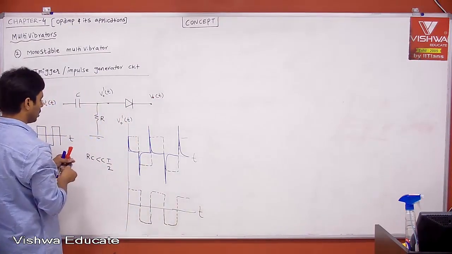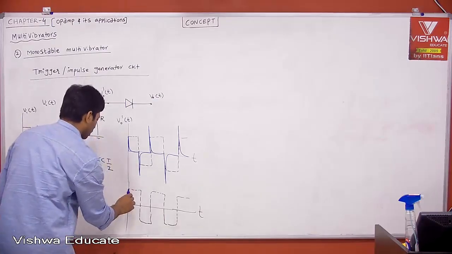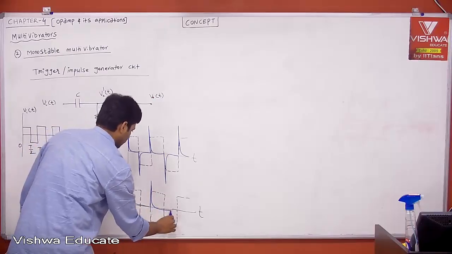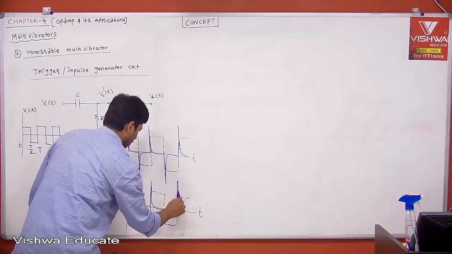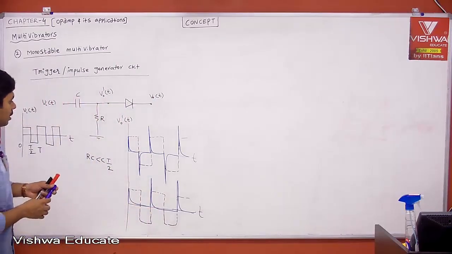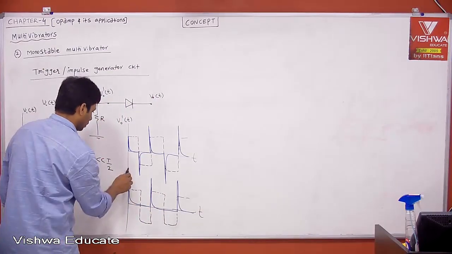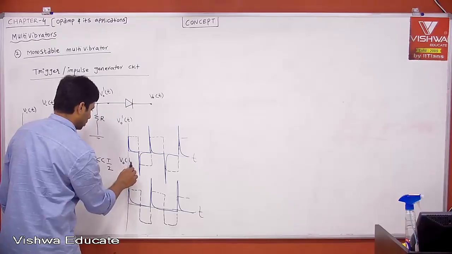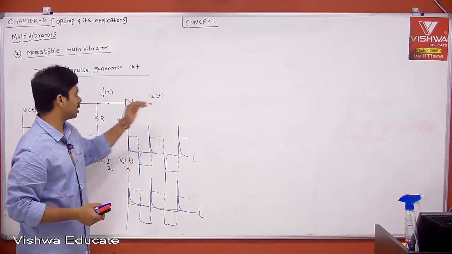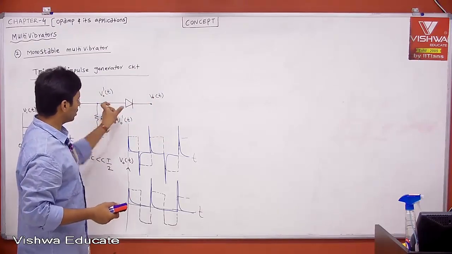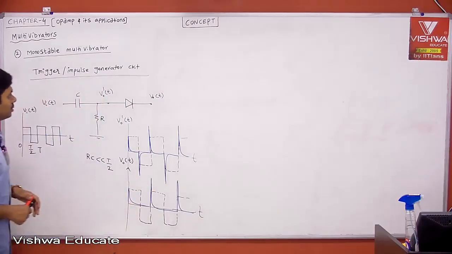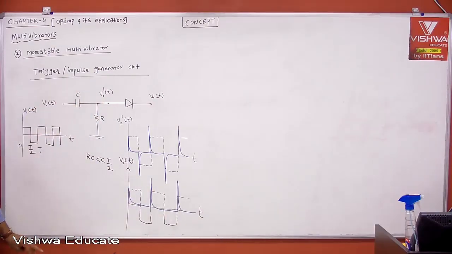Now tell me what is your output. Your output will be only positive triggers. Why? This is your V naught of t. It passes only positive triggers, it will not pass negative triggers. For the negative trigger, this PN junction diode will be in reverse bias. Therefore, it passes only positive triggers. Therefore, this is our trigger or impulse generator circuit.